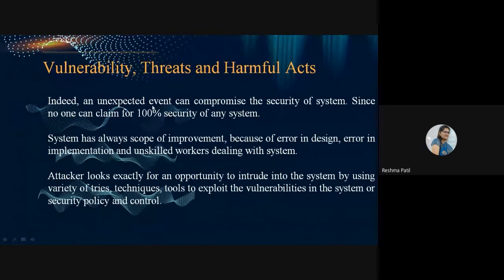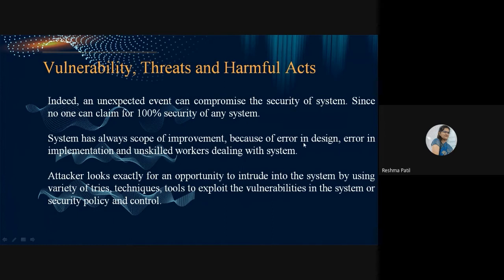Indeed, an unexpected event can compromise the security of your system. Because of that event, your system security can be compromised, since no one can claim 100% security of any system. Remember this: your system is not 100% secure. Whatever technology or tools you use for the security of your system, you cannot say that it is 100% secure. A system always has scope for improvement, because any system will have some problem.